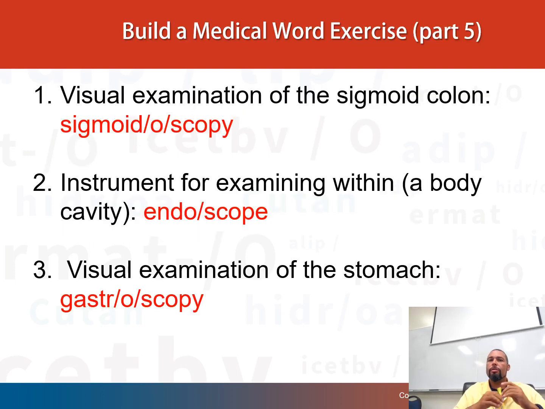Going into some additional exercises, here we have the building medical word exercises. The visual examination of the sigmoid colon is called the sigmoidoscopy. We also have the instrument for examining within a body cavity. It's called the endoscope. And then we also have the visual examination of the stomach, which is the gastroscopy.